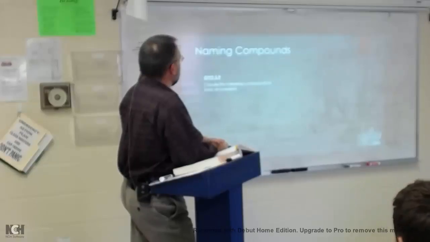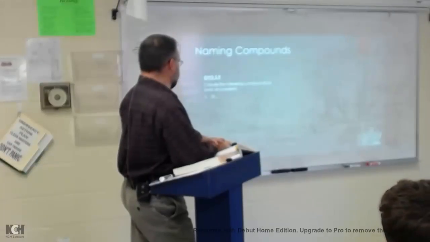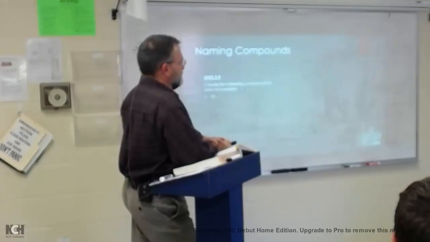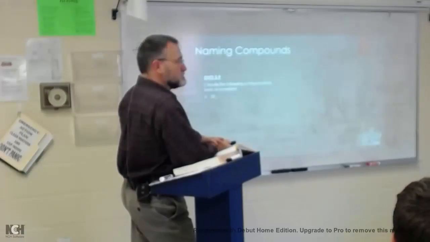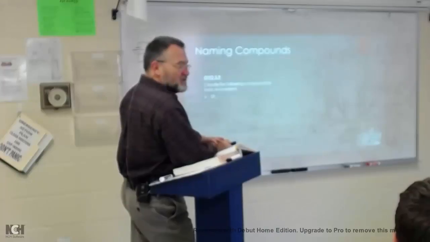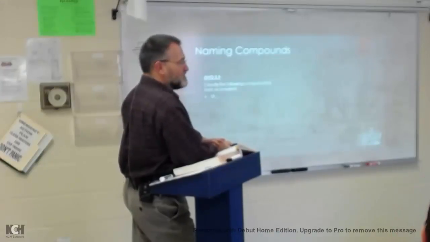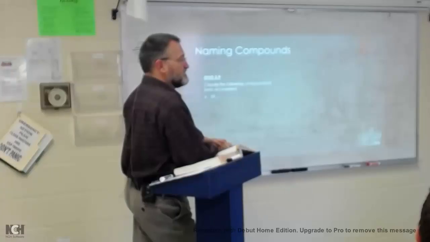So classify the following compounds as ionic or covalent. SiF4. So what are we in search of? Search of metals. Basically, this is what it comes down to. In search of a metal. If we find one, it's ionic. If we don't, it's covalent.